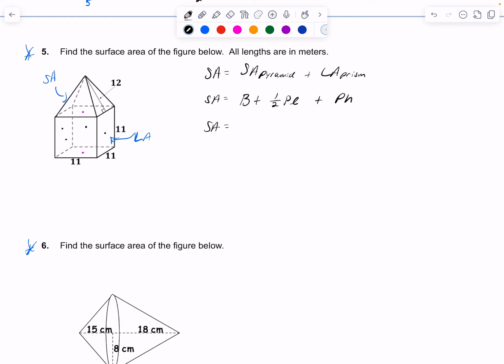is that square of 11 times 11, so 11 squared, plus 1/2 times the perimeter, right? And the perimeter of the base is going to be 11 times 4, which is 44. And then the slant height for that pyramid is going to be 12. And then plus, now I'm looking at the prism. The perimeter of the base is again that 11 times 4, so 44, and then times the height of the prism is 11. So plugging this into a calculator would allow us to find all of these numbers.